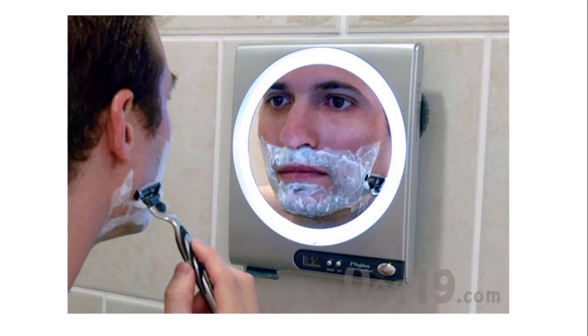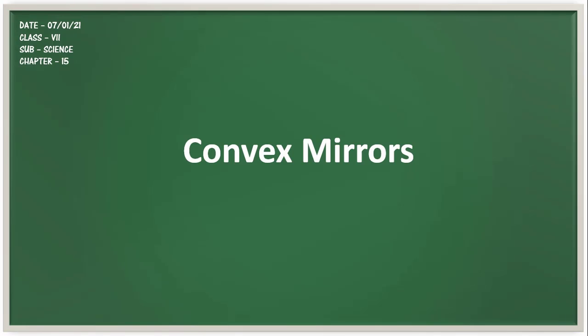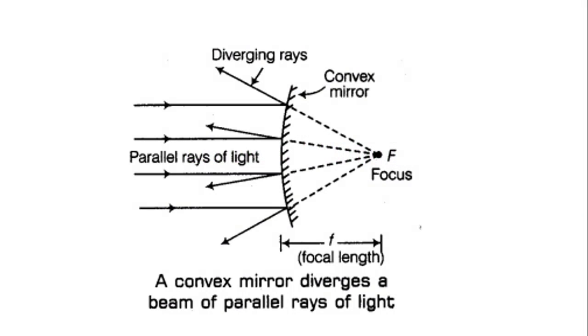Now, convex mirror, which is also called a diverging mirror. The mirror whose reflecting surface is bulging or convex is called a convex mirror. After reflection from the convex mirror, the parallel rays of light are spreading out. When the parallel rays of light spread out, we can say that the rays of light are diverging. That's why we call it a diverging mirror as well.